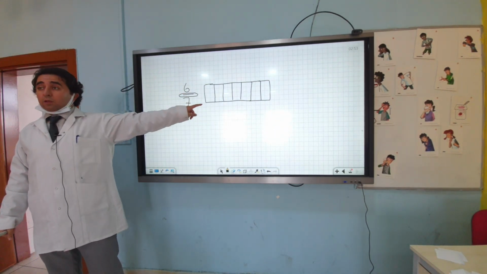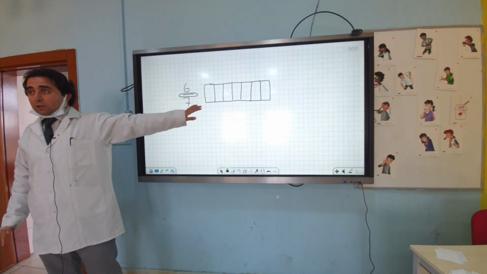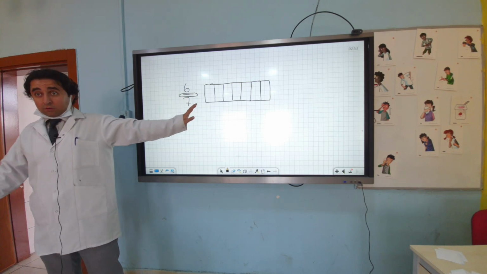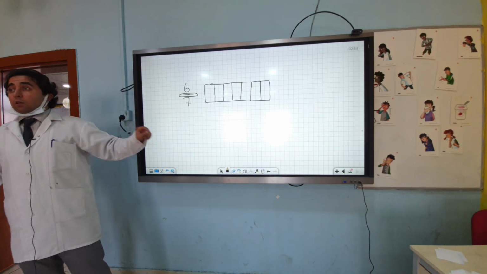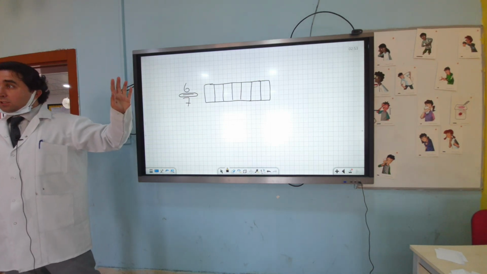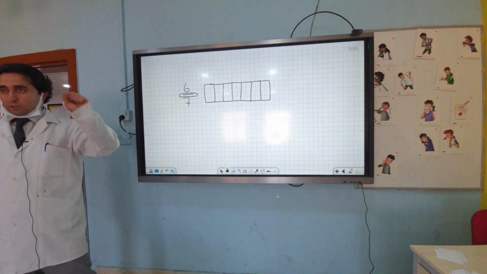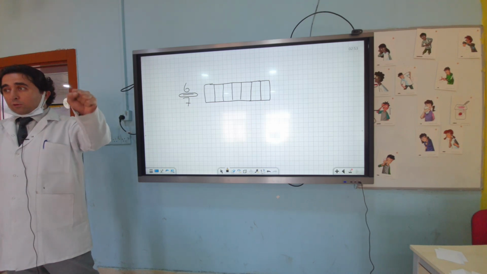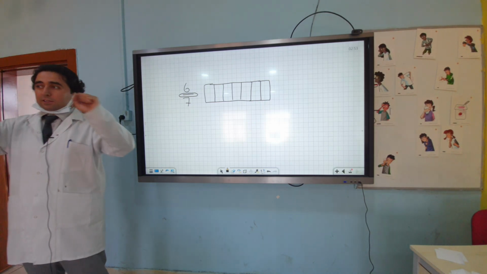Have you got a thing? Huge rectangle? Yes or not? Then the number which is down, we don't know what its name is, numerator or denominator. We are going to discuss. Are we going to fight or discuss? Discuss is better than fighting.